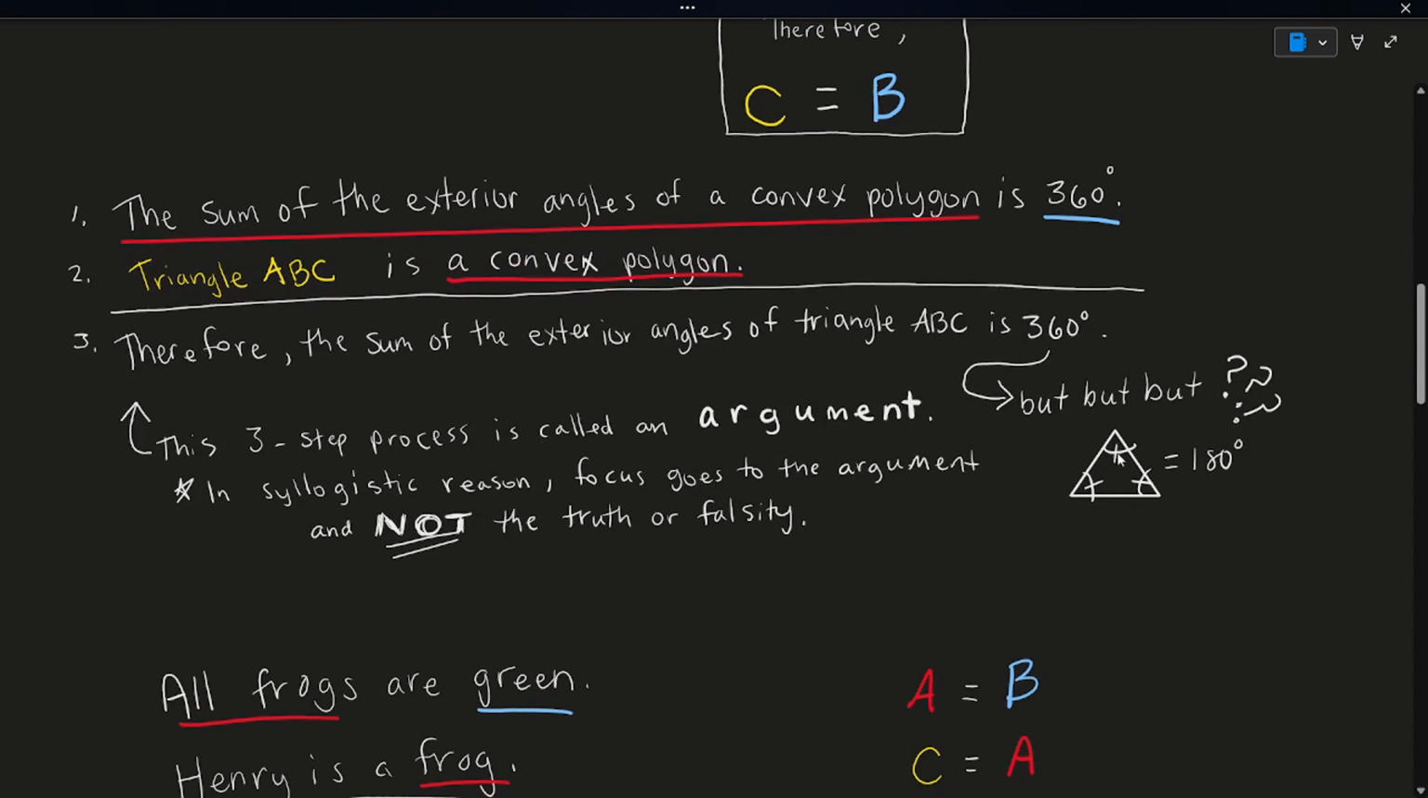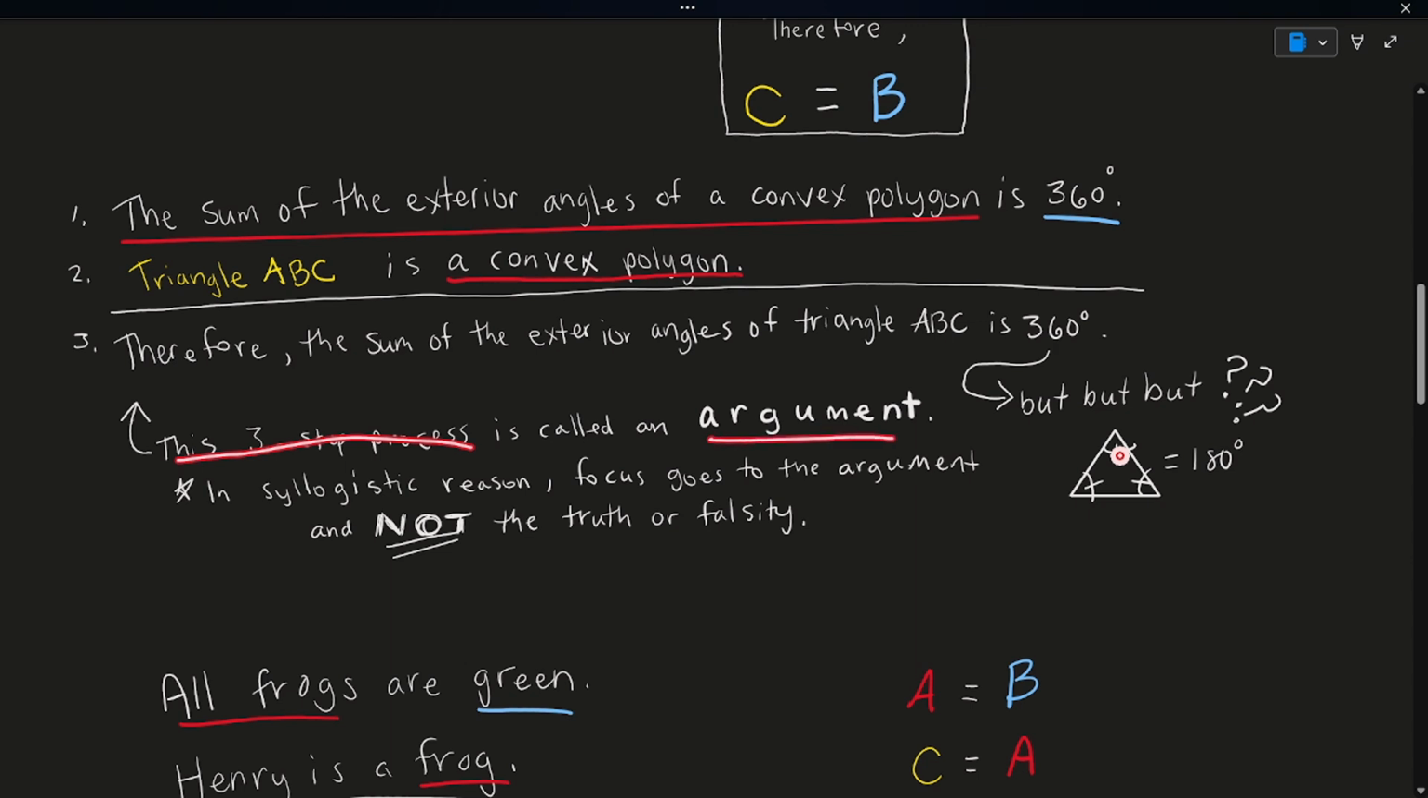Now let's look at this little statement that's, I think, in your book here. The sum of the exterior angles of a convex polygon is 360 degrees. Triangle ABC is a convex polygon. Therefore, the sum of the exterior angles of triangle ABC is 360 degrees. But wait a minute, hold on. Don't triangles have 180 degrees? Yes. This is a three-step process.